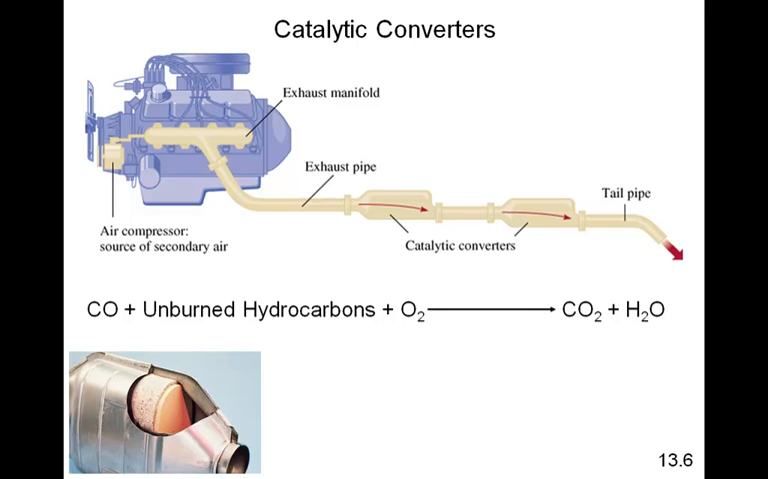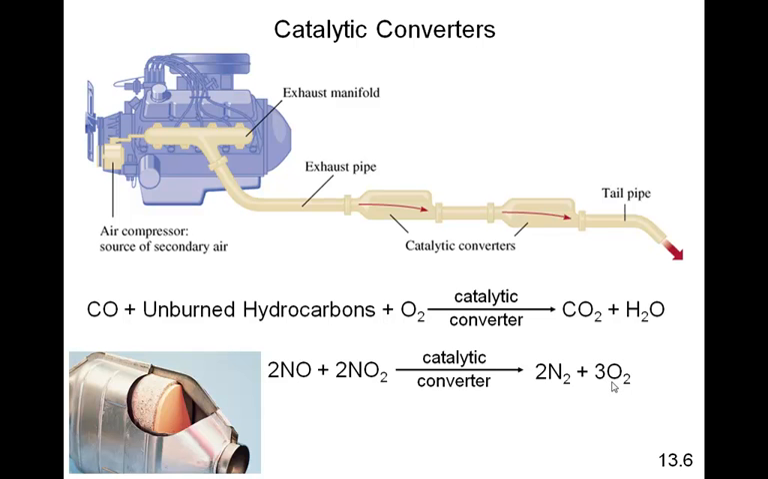and unburned hydrocarbons. So in your catalytic converter, carbon monoxide and unburned hydrocarbons react with oxygen to form carbon dioxide and water, because it's better to have carbon dioxide and water going into our atmosphere than carbon monoxide and unburned hydrocarbons. Also, catalytic converters take nitrogen oxides, which are not good in the atmosphere, and react them, and they kick out nitrogen and oxygen instead, which of course are better for the atmosphere.